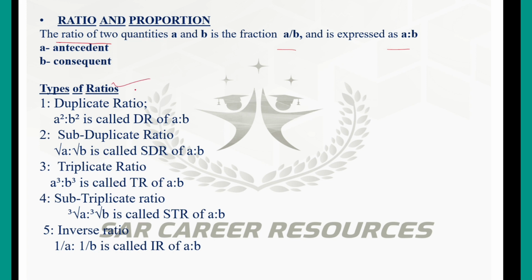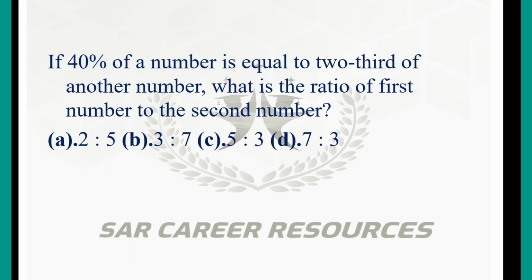What do you mean by duplicate ratio? A square is to B square is called the duplicate ratio of A is to B. Then subduplicate ratio: root A is to root B is called the subduplicate ratio of A is to B. Then the third one is triplicate ratio: A cube is to B cube is called a triplicate ratio of A is to B. Subtriplicate ratio: cube root of A is to cube root of B is called a subtriplicate ratio of A is to B. And inverse ratio: 1 by A is to 1 by B is called an inverse ratio of A is to B.